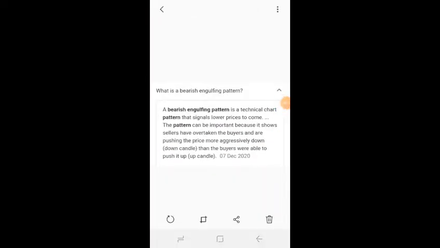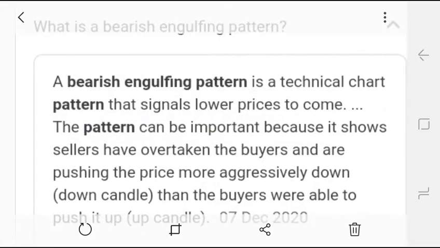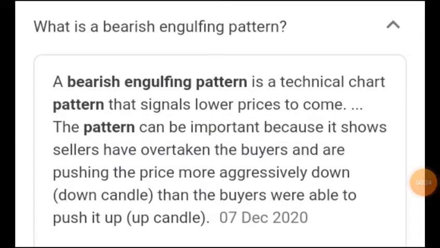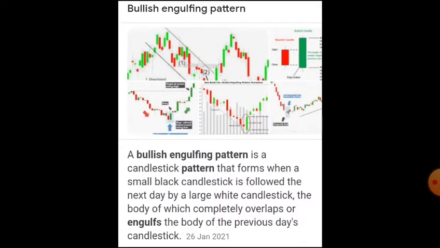Alright guys, so what is a bearish engulfing pattern? A bearish engulfing pattern is a technical chart pattern that signals lower prices to come. The pattern can be important because it shows sellers have overtaken the buyers and are pushing the price more aggressively down. Then the buyers were able to push it up, right? That's what the bearish engulfing pattern is. So what is the bullish engulfing pattern?